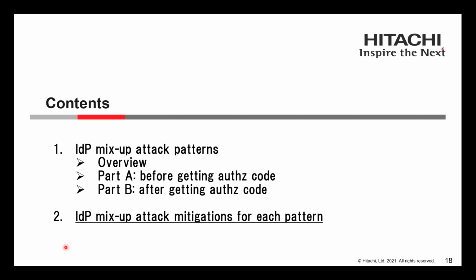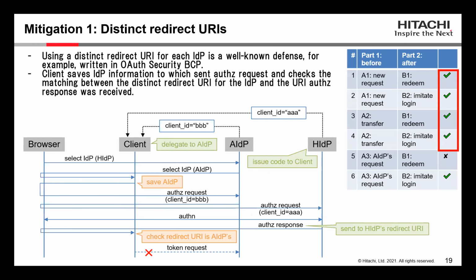Next, IDP mix-up attack mitigations for each pattern. In this session, I describe 7 mitigations. Mitigation 1 is using a distinct redirect URI for each IDP. This mitigation is a well-known defense, for example, written in the OAuth security BCP. The client saves the IDP information to which it sent an authorization request and checks the match between the distinct redirect URI for the IDP and the URI at which the authorization response was received.